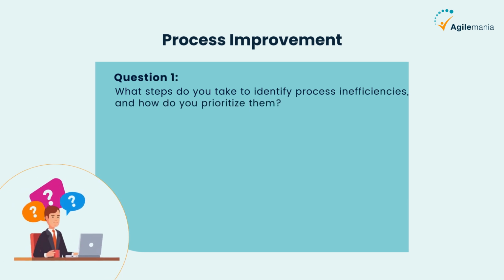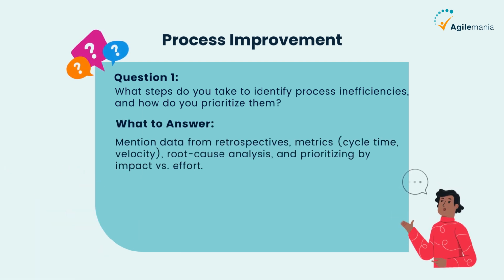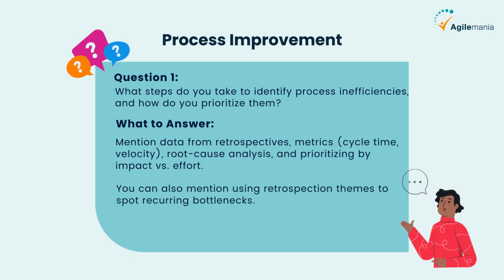Question 1. What steps do you take to identify process inefficiencies, and how do you prioritize them? What to answer? Mention data from retrospectives, metrics, cycle time, velocity, root cause analysis, and prioritizing by impact versus effort. You can also mention using retrospective themes to spot recurring bottlenecks.